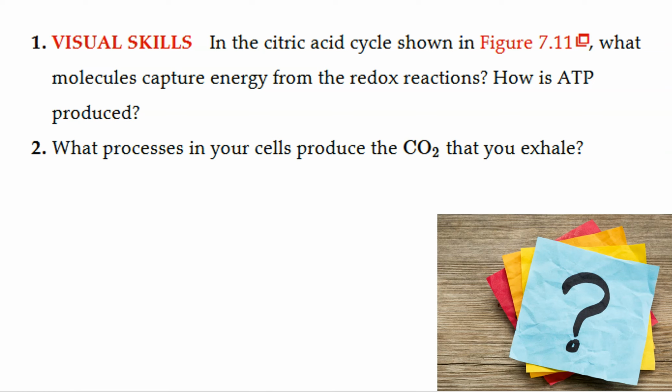So here's your question. In the citric acid cycle shown in figure 7.11, what molecules capture energy from the redox reaction? And then how is ATP produced? That's in your book. Also, you can scroll up and look at the 4 pictures I just went through. And then what processes in your cells produce the CO2 that you exhale? So you've been breathing in a lot, maybe stressful breathing when watching this video. And if you're still watching it, hey, good for you. Okay, that's amazing.